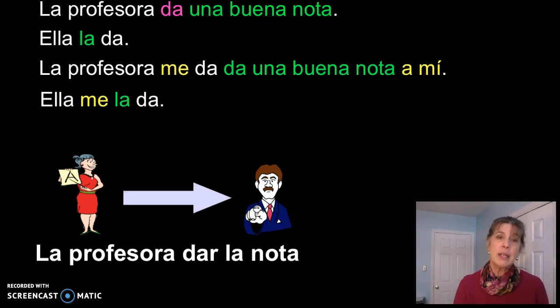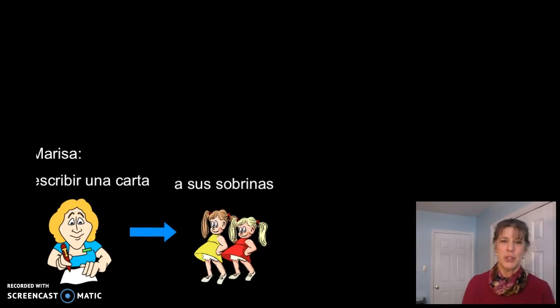Let's go ahead and look at an example of these two things combined together. Ella me la da. She gives it to me. So I'm in a conversation about the good grade and who's going to get it. And I'm just saying she's going to give it to me. Me comes first because it's indirect. La comes second, the direct, and both of them are before a conjugated verb. Okay? Let's look at example number 2.